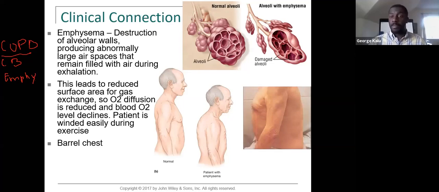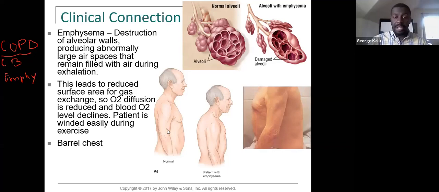A lot of times what they'll say is, they walk up the stairs, and by the time they get to the top of the stairs, they're extremely winded and exhausted. Again, that's due to the fact that they're not able to transport enough oxygen into their blood capillaries because their alveoli have been destroyed. For that reason, people with emphysema have to expend a lot of effort in their chest muscles to help them breathe more efficiently. And so they end up developing a condition called barrel chest.